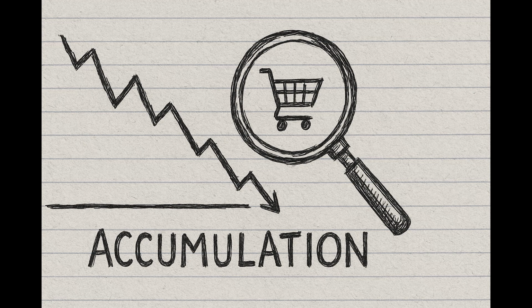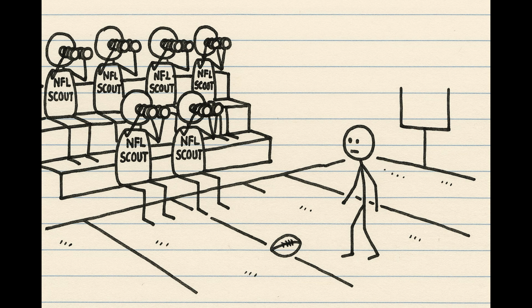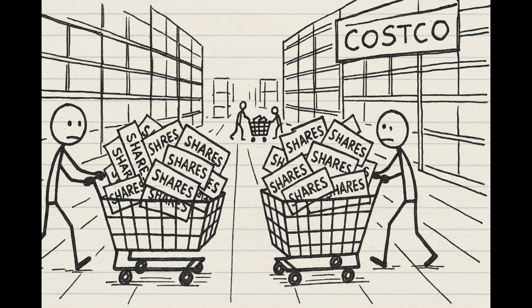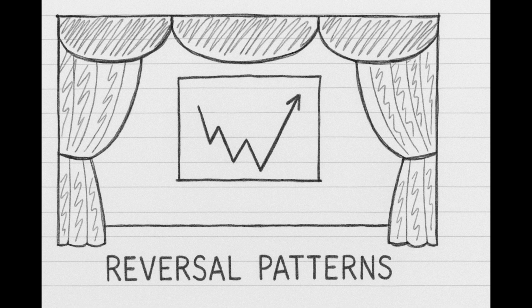In all that fuss, buried inside or right after a downtrend, you might spot an accumulation phase. Big money quietly loads up shares without making a splash, the way NFL scouts lurk at a Division III game. You'll notice volume creeping higher, while price pretty much takes a nap. Think of it as Costco shopping. Carts fill up, nobody brags about it yet, but when the buying's done, the beach ball pops up and price lifts off. Then come reversal patterns.